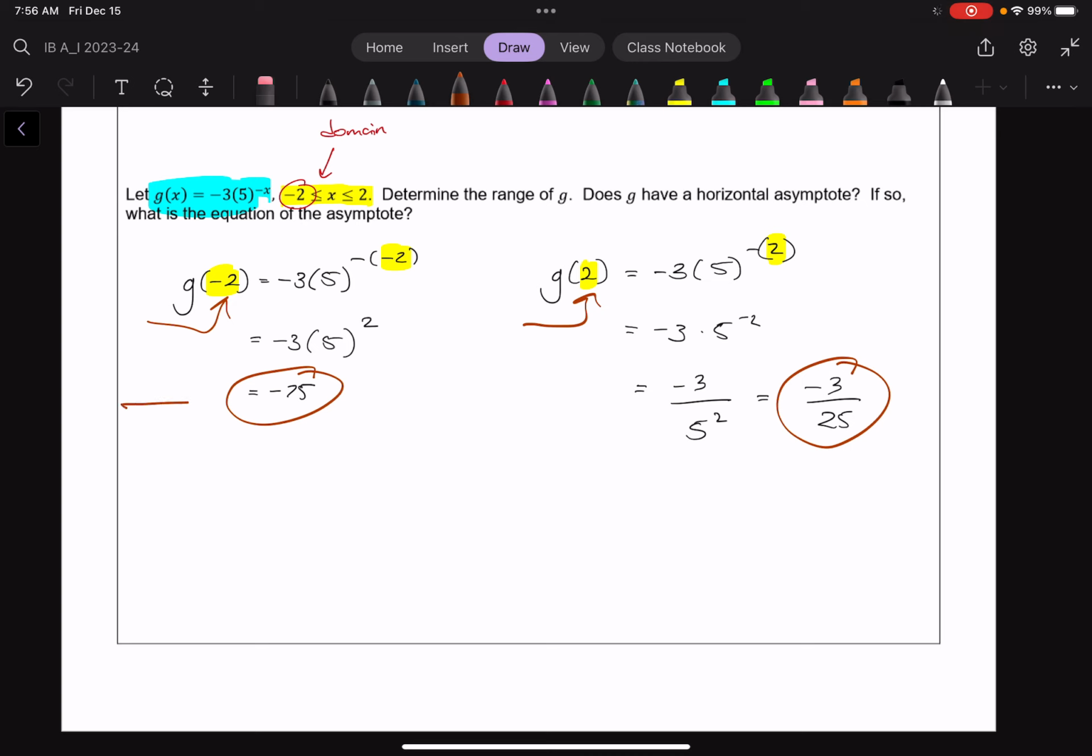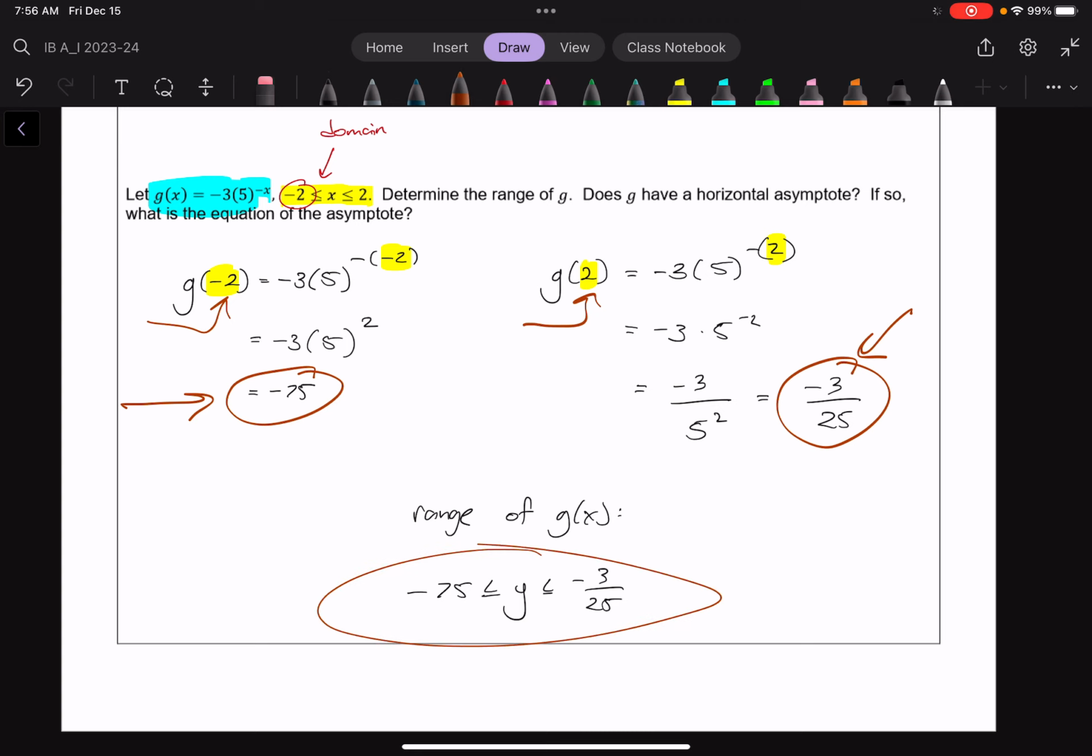And this is the beginning. This is where my function begins. This is where my function ends. So essentially, I can see my range here. I can see that the range of this function, the range of g of x, I've called it, must be everything from negative 75 up to negative 3/25. And compared to trying to figure these values visually or using the graph, I do think this is considerably faster and cleaner, and we get to the exact values without having to trace or anything.